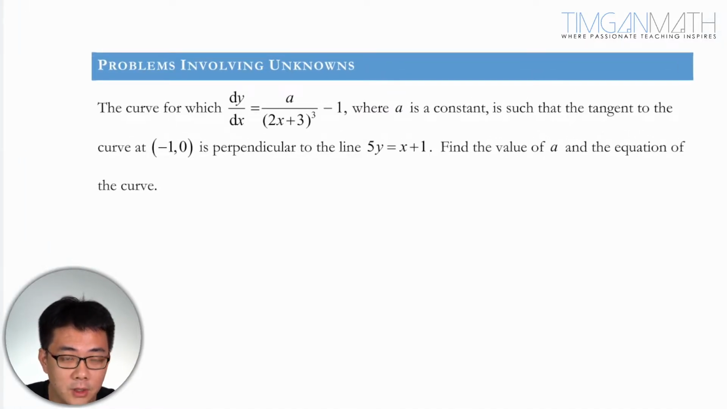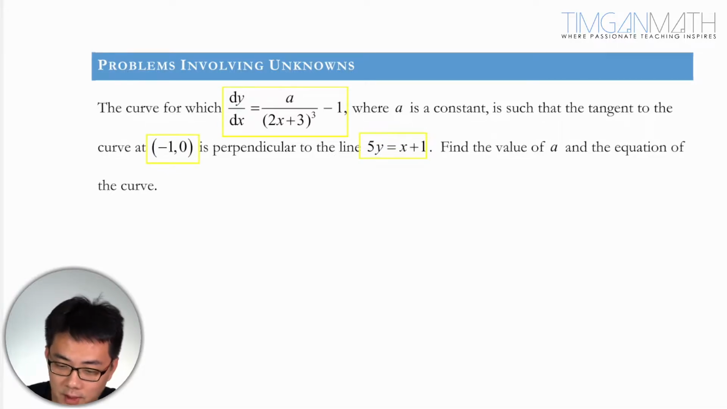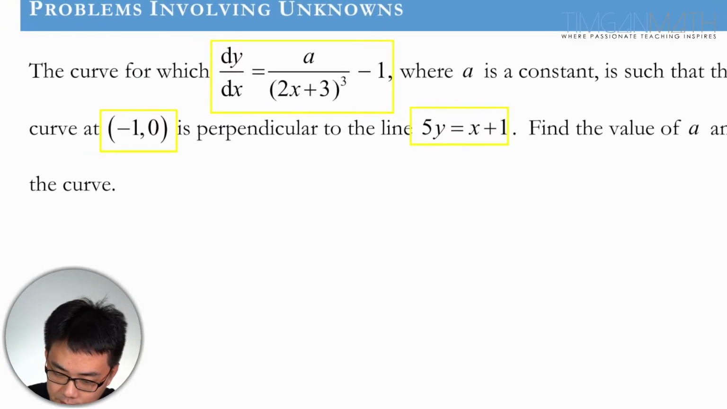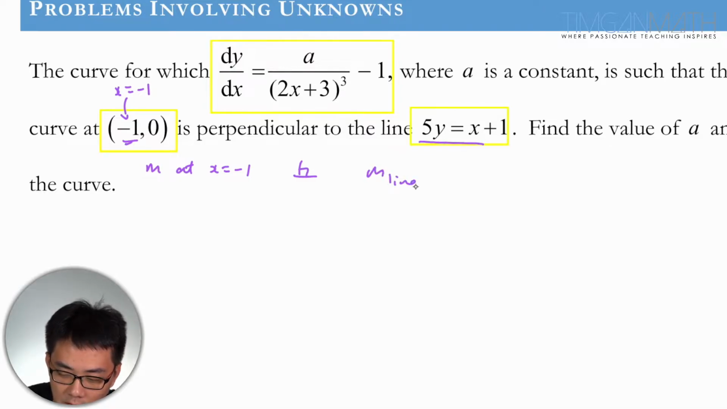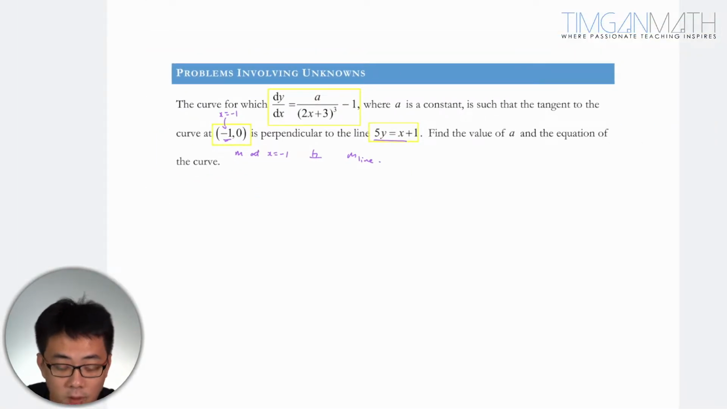So the curve, whose gradient function is given, where a is a constant, is such that the tangent to the curve at this point here is perpendicular to the line here. In other words, if they are perpendicular, the gradient at x equals -1 will be perpendicular to the gradient of the line. So find the value of a and the equation of the curve.